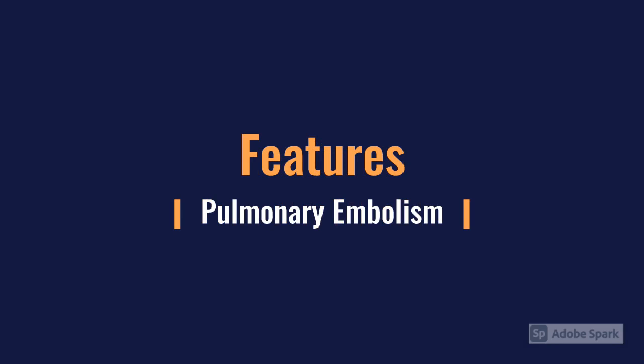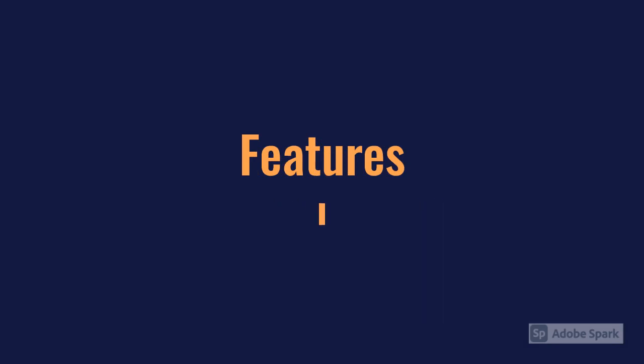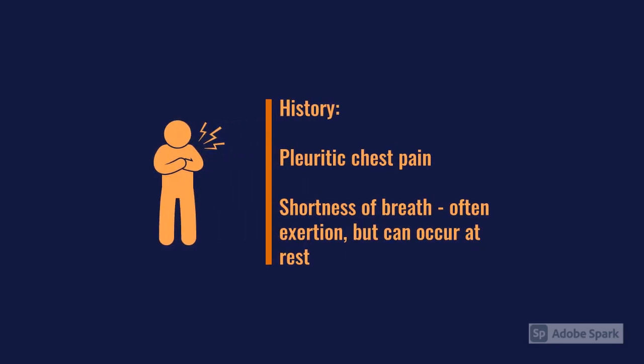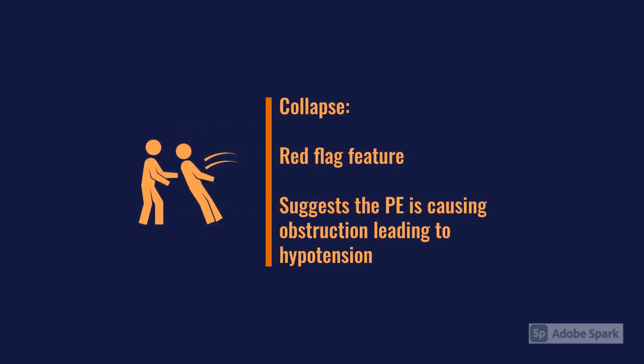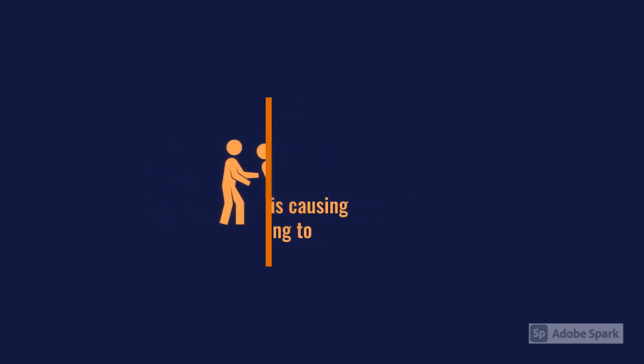If you were to round off some of the key features, what would they be? So number one, probably pleuritic chest pain. So pain's worse on breathing. Shortness of breath. It's often exertional shortness of breath, but you may get it at rest as well. A history of collapse is a bit of a red flag feature. That's going to be suggesting essentially quite a large clot. It's something that's causing obstruction, causing you to become hypotensive.